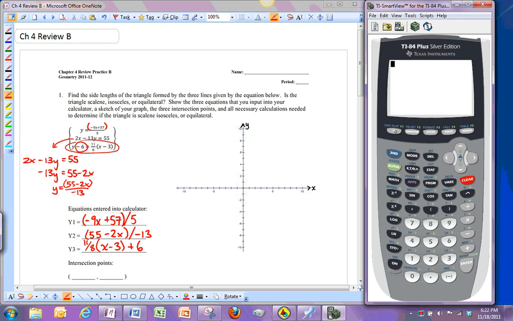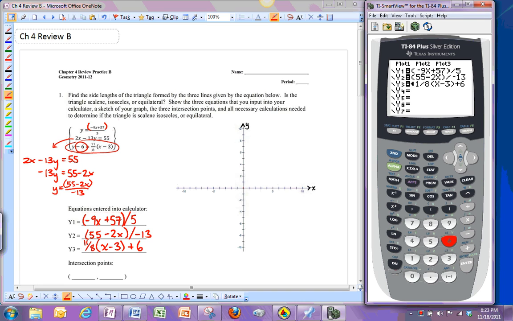Whoops, I almost grabbed my real calculator just now. All right, so we've got negative 9x plus 57, divided by 5. We've got 55 minus 2x, divided by negative 13. We've got 11 divided by 8, parentheses, x minus 3, plus 6.